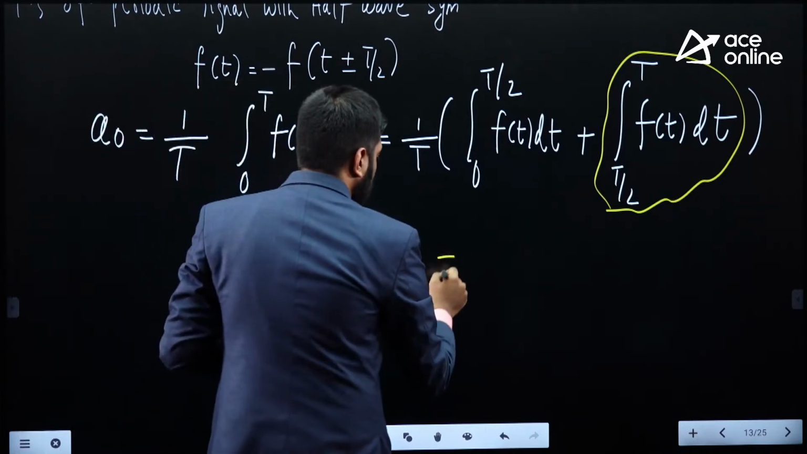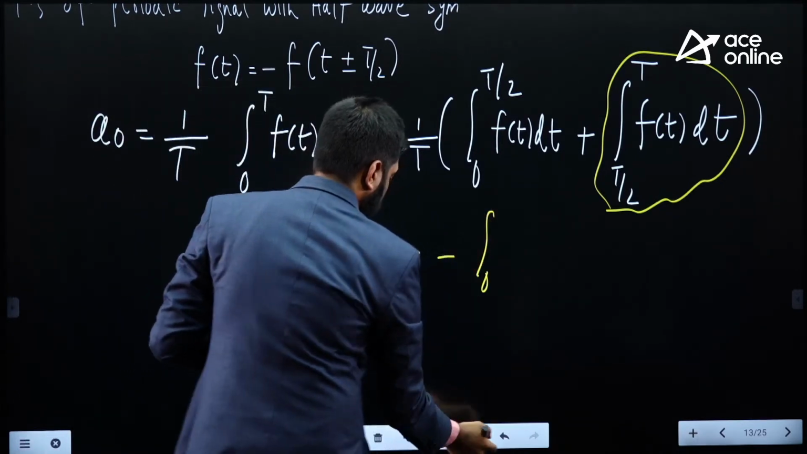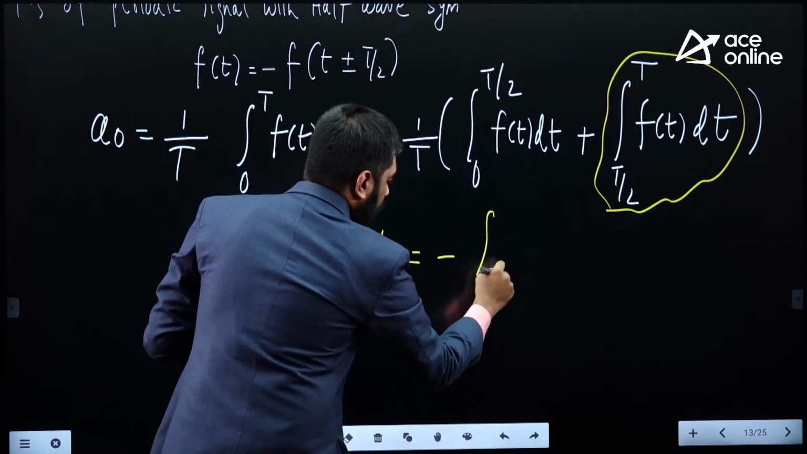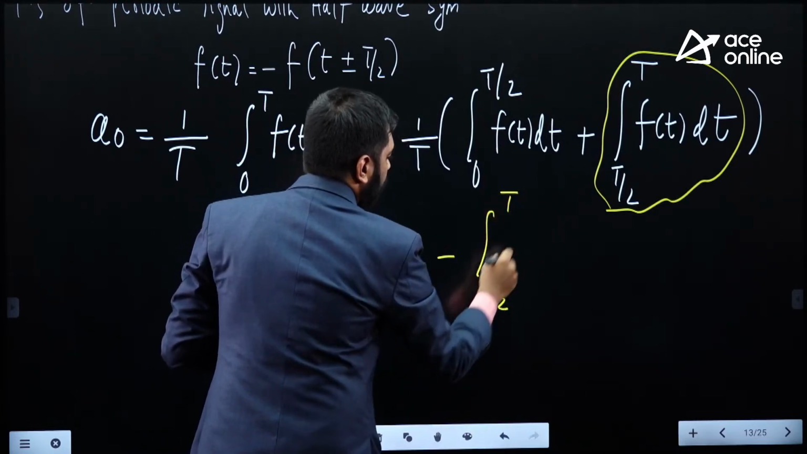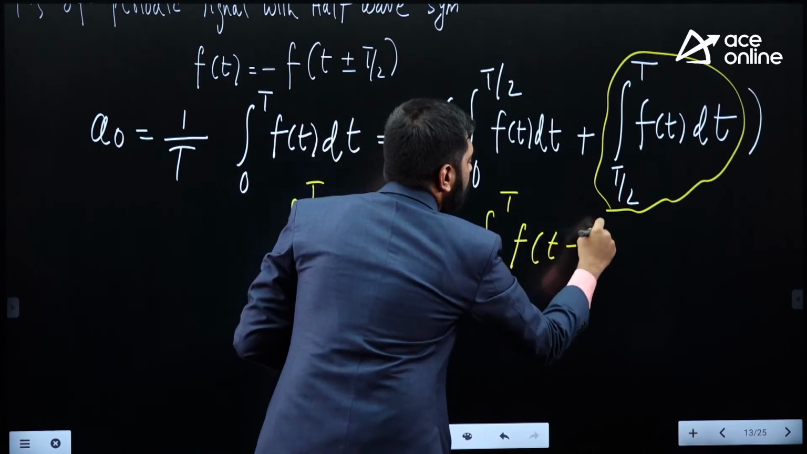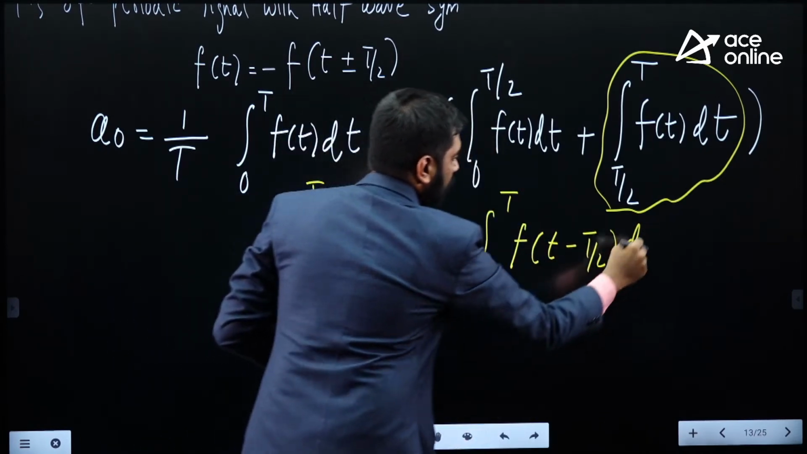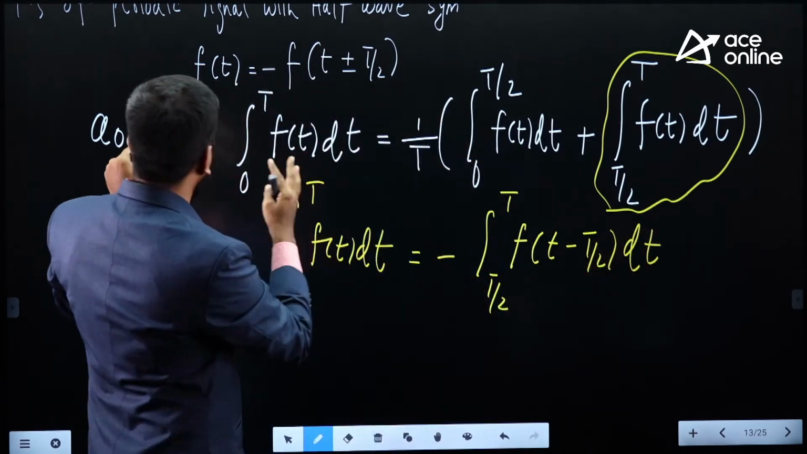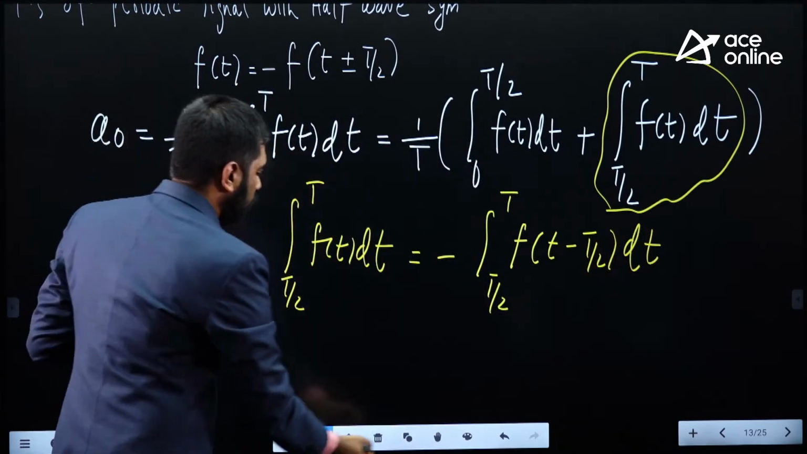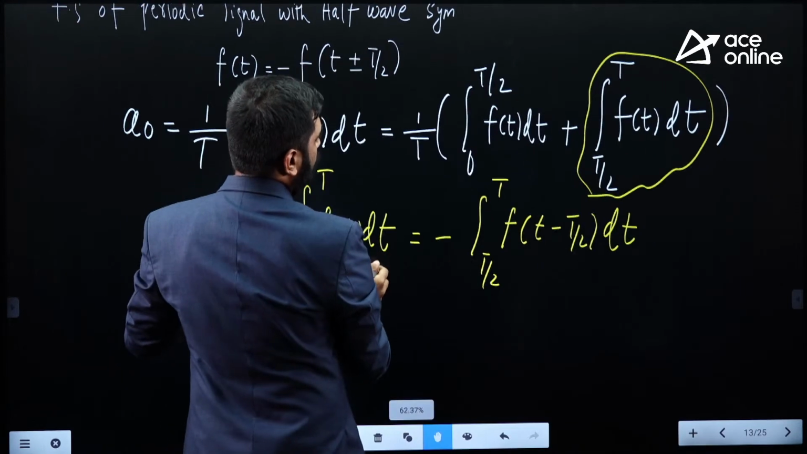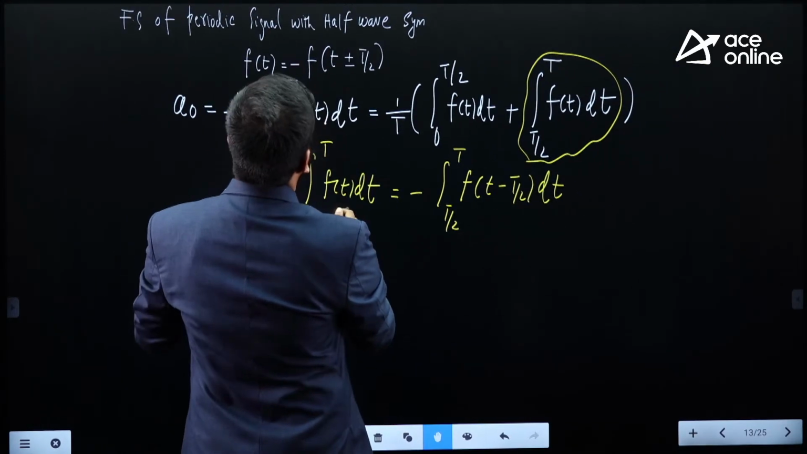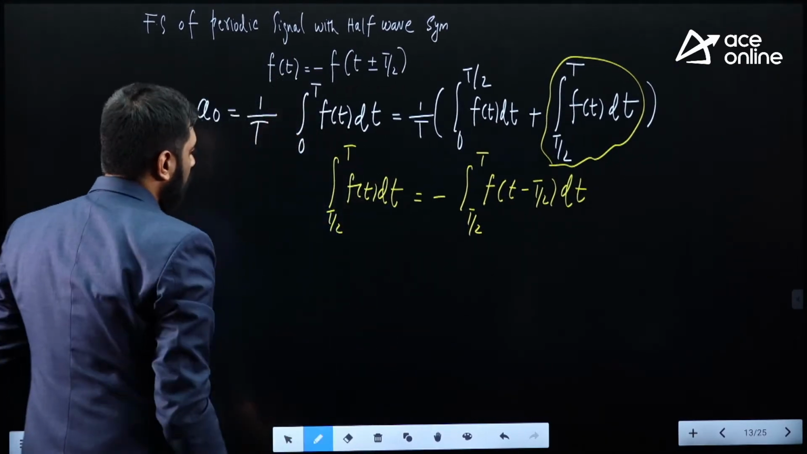So have a look at this: minus, and what are the limits? T by 2 to T, f of t minus T by 2 dt. So I want to substitute this. What next? I just want to see what will happen to this A0. You can also comment in the chat box what will happen to this A0. What do you think is going to happen to this A0?